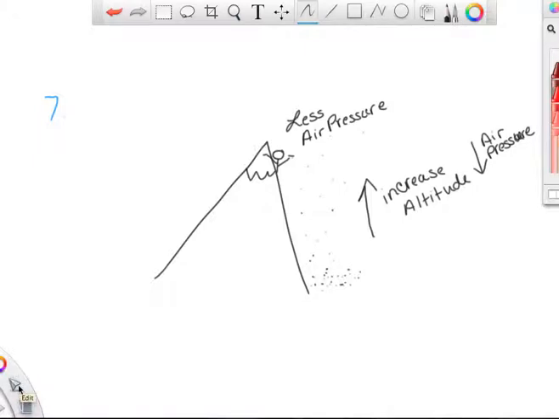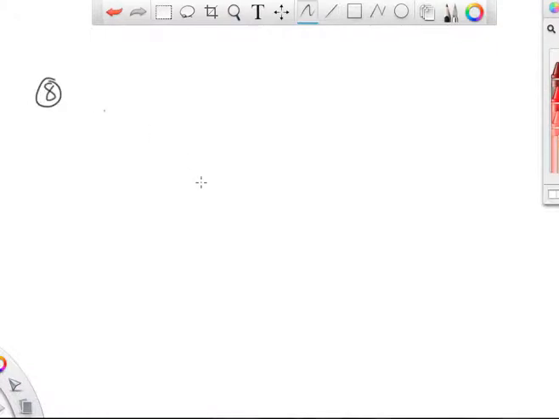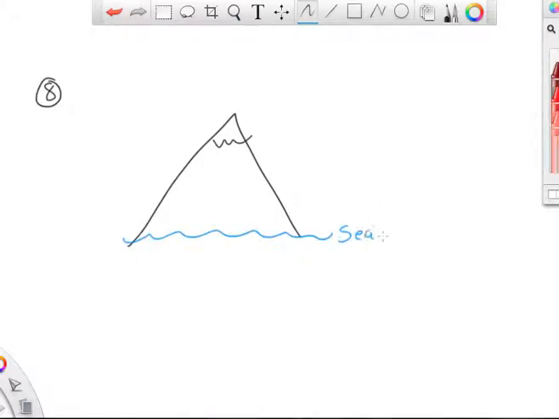Number eight, where is air pressure the greatest? Air pressure is going to be the greatest at sea level. So again, if I draw my mountain, I have my ocean water, your sea level, right here. This is where you've got all this air over top of you. Okay, so this is where air pressure is the greatest.